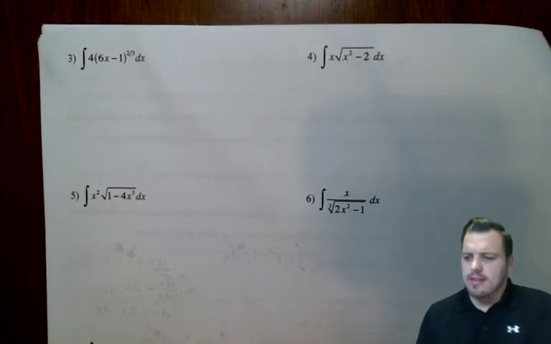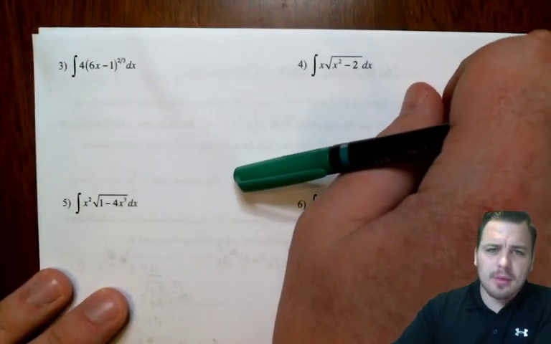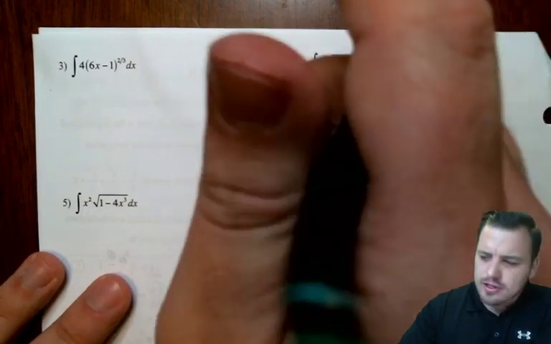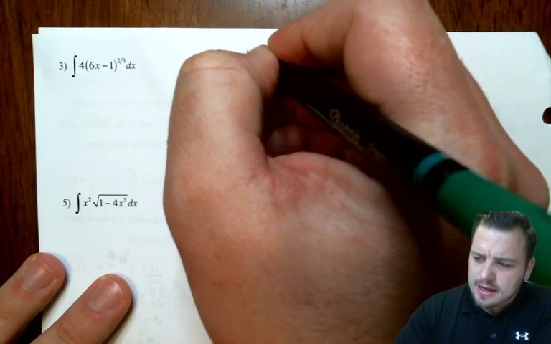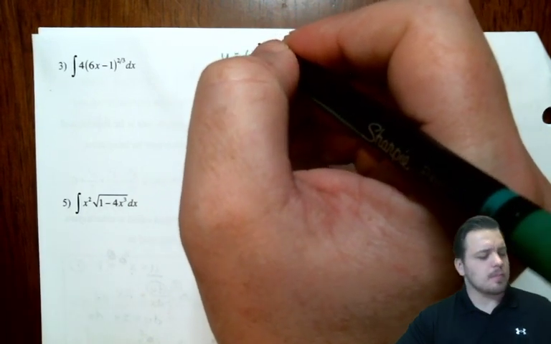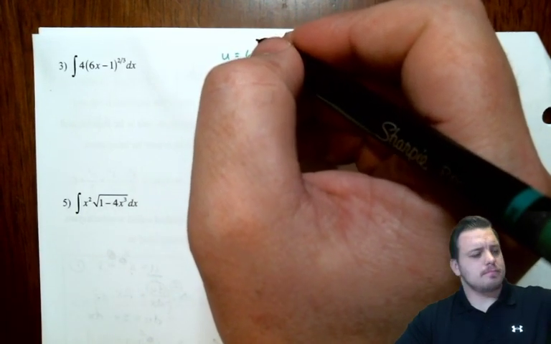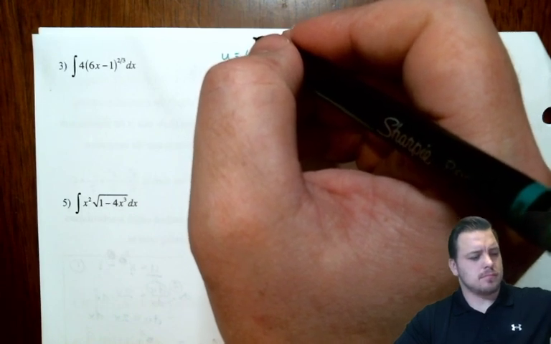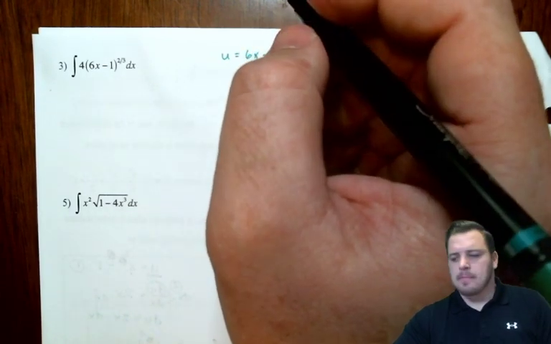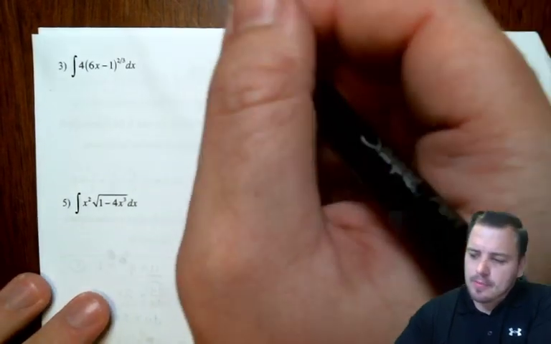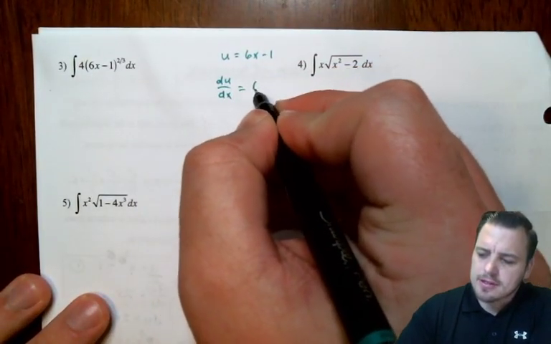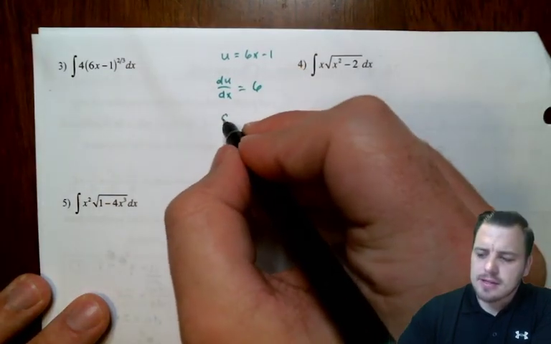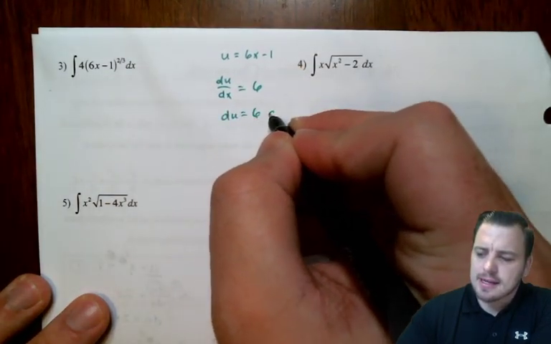When I'm looking at this, first step, I don't need to rewrite anything. So first step is just identify what u is. u is equal to 6x minus 1. Okay? du/dx is equal to 6. So du is equal to 6 dx.